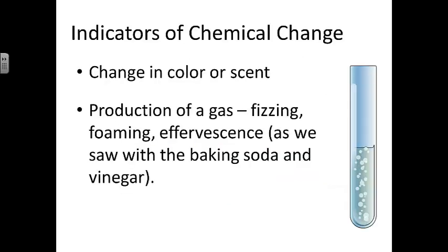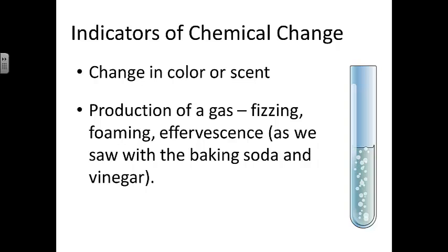How do you know if a chemical change is taking place? One way is to see a change in the color or a change in the scent. Another is looking for the production of a gas. Fizzing, foaming, effervescing, as we can see when baking soda and vinegar are mixed, those are examples of production of a gas.